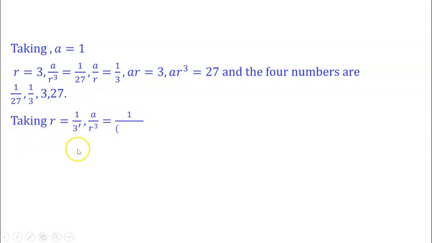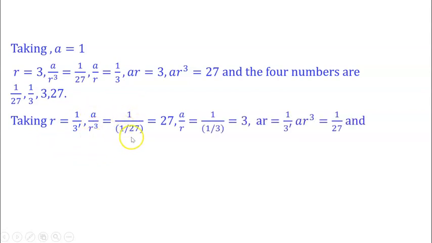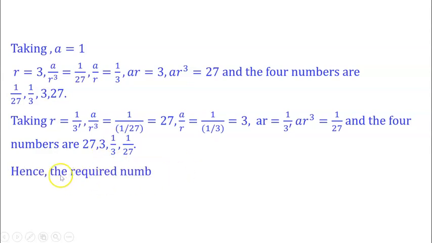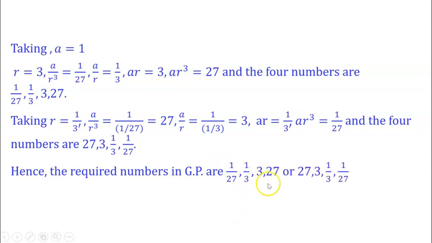Taking r is equal to 1 by 3, a/r^3 is equal to 1 upon 1/27, that is equal to 27. a/r is equal to 1 upon 1/3, that is equal to 3. ar is equal to 1 by 3. ar^3 is equal to 1/27. And the four numbers are 27, 3, 1 by 3, 1/27. And hence the required numbers in GP are 1/27, 1 by 3, 3, 27 or 27, 3, 1 by 3, 1/27.